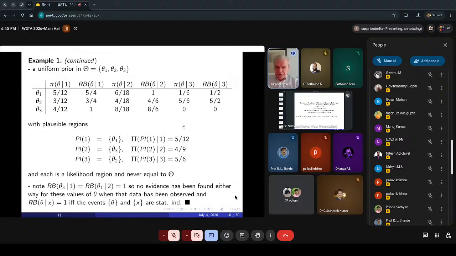So I apply that to that previous problem. And indeed, here are my plausible regions. Okay, so forget all the calculations here, although I will say a little bit about that table in a minute. Here are my plausible regions, and here's the posterior content of them. And you'll notice all of these are likelihood regions, right? They're comprised of the maximum likelihood region in each case, right?